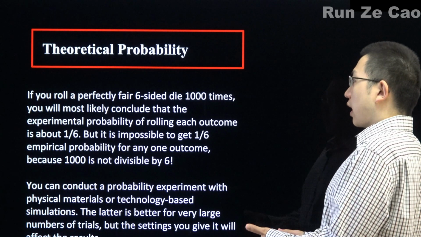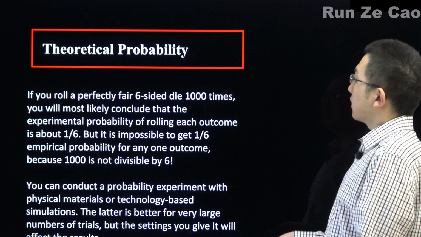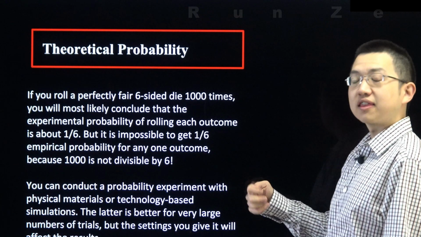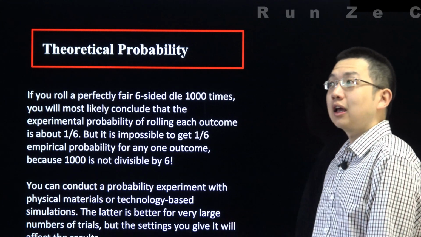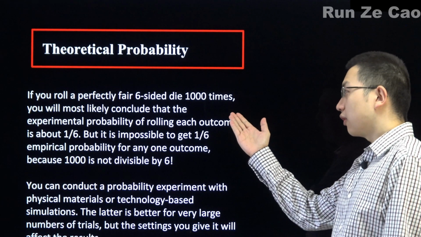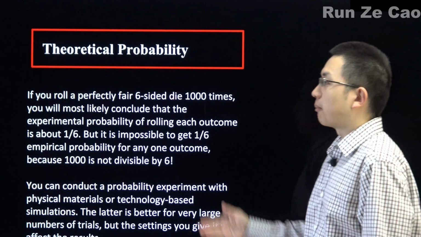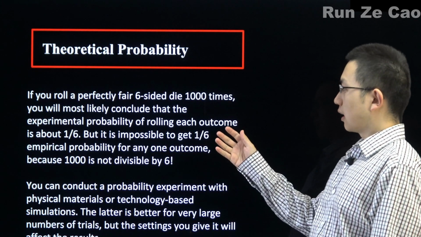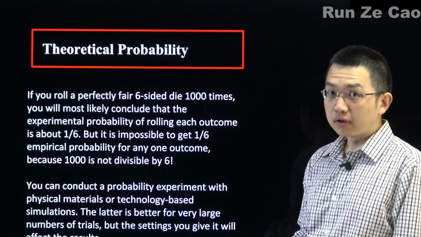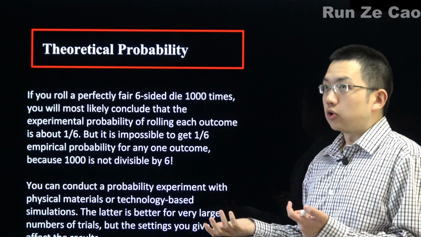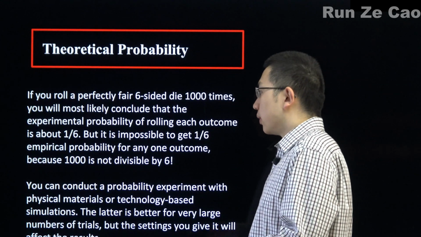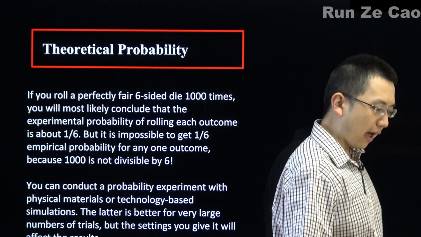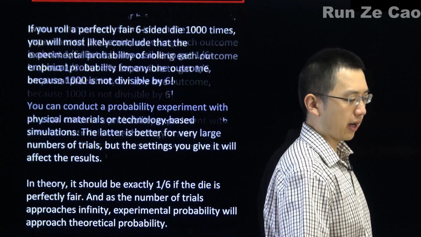Now, if we roll a perfectly fair 6-sided die 1,000 times, or flip a perfectly fair coin 1,001 times, hey, these numbers of trials are not divisible by the number of theoretically identical probability outcomes. So no, we aren't going to end up with empirical probabilities or experimental probabilities that match up to our theoretical probabilities.